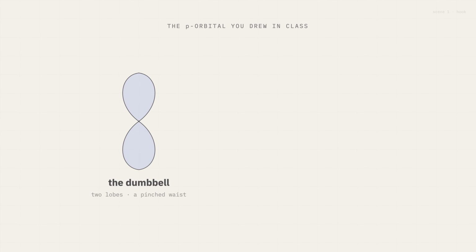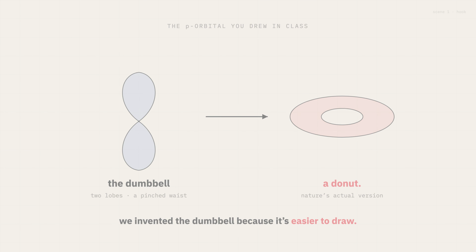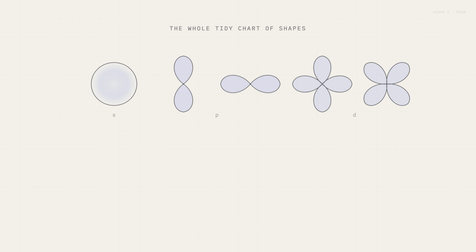That p orbital you drew in class, the dumbbell, 2 lobes, a pinched waist in the middle, nature's actual version is a donut. The dumbbell is something we invented because it's easier to draw. And that's the smallest lie in the picture.